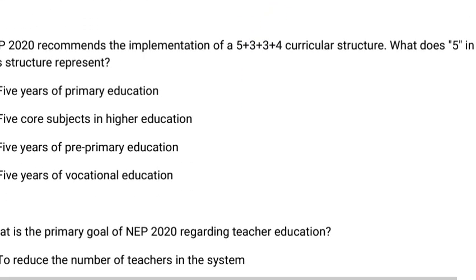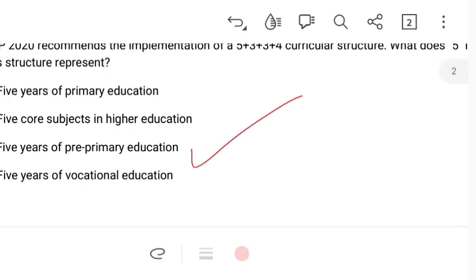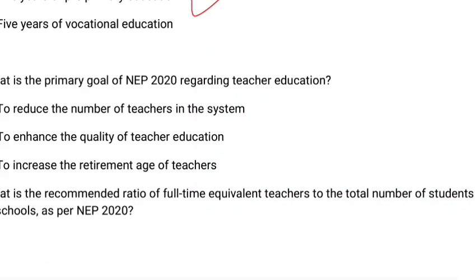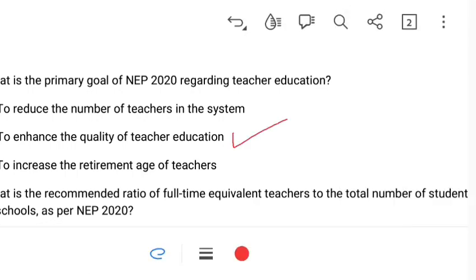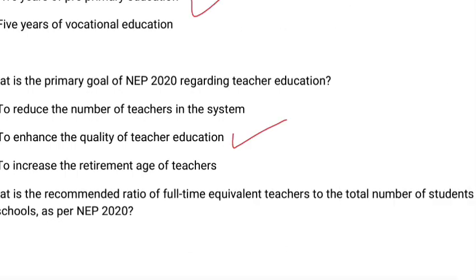Likewise, NEP 2020 recommends the implementation of the 5+3+3+4 curricular structure. What does 5 in the structure represent? 5 years of primary education, 5 core subjects in higher education, 5 years of pre-primary education, 5 years of vocational education. So it will be number C, that is 5 years of pre-primary education. Next, what is the primary goal of NEP 2020 regarding teacher education? It will be to enhance the quality of teacher education. This was the primary goal of NEP 2020.